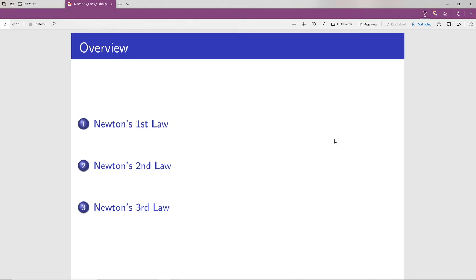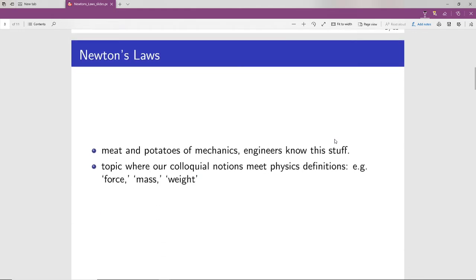So before we get into Newton's three laws, I would mention that these are really the foundation, the meat and potatoes, you might think, of mechanics in physics. And this is really critical stuff for engineers to know, to understand how it's underneath entire engineering areas like statics. And this is also kind of a cool topic.